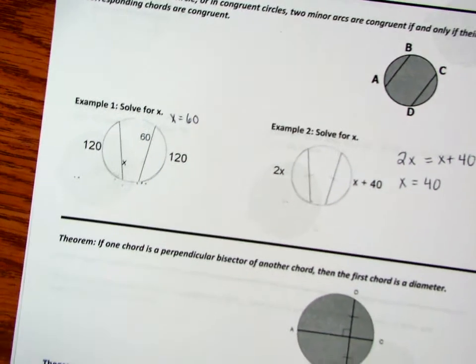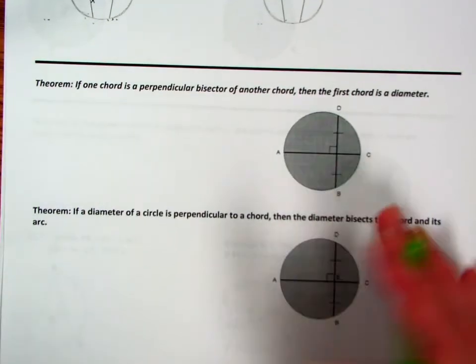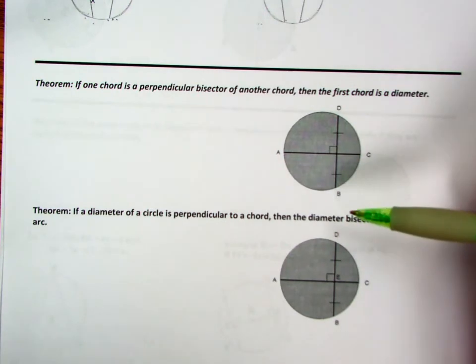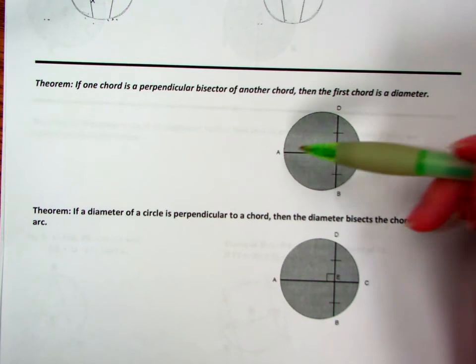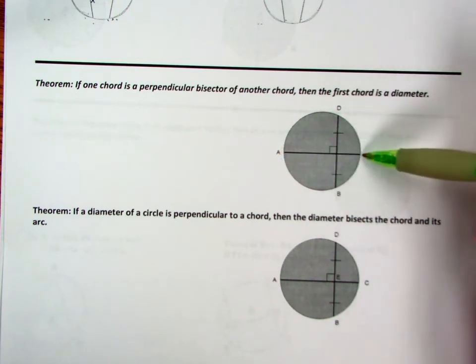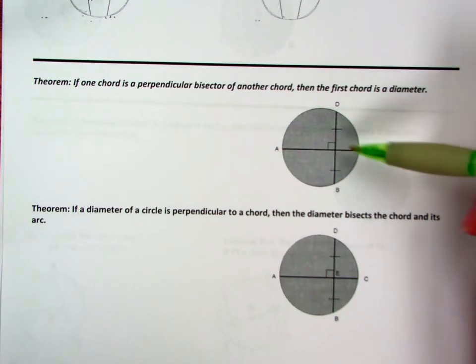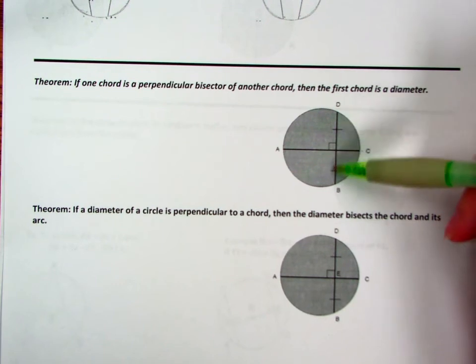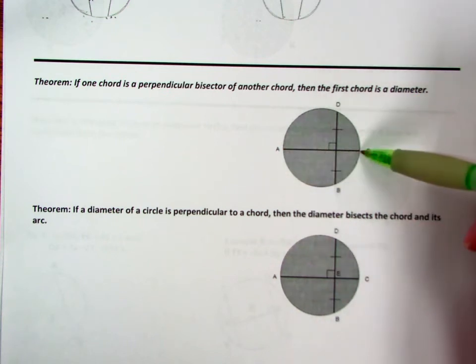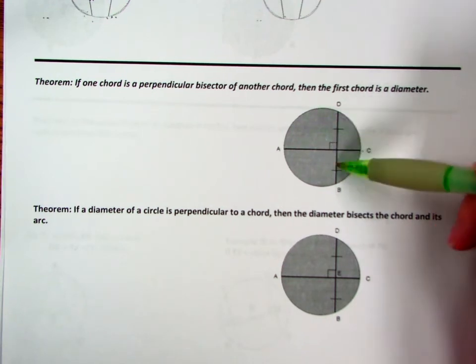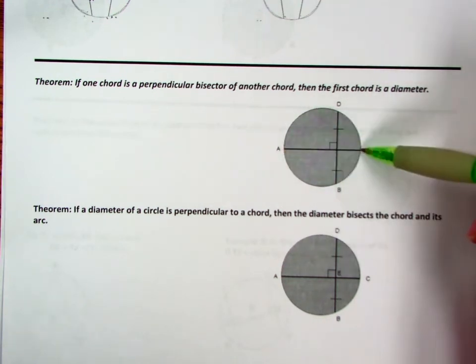On the next example, these are two more theorems. The first theorem says that if you have one chord that is a perpendicular bisector, so AC is obviously a perpendicular bisector because there it makes that right angle and there it bisected this one, then what can we conclude? Then we can conclude that AC is a diameter. Not only did it make a perpendicular line, but it bisected, so that means this has to be a diameter.